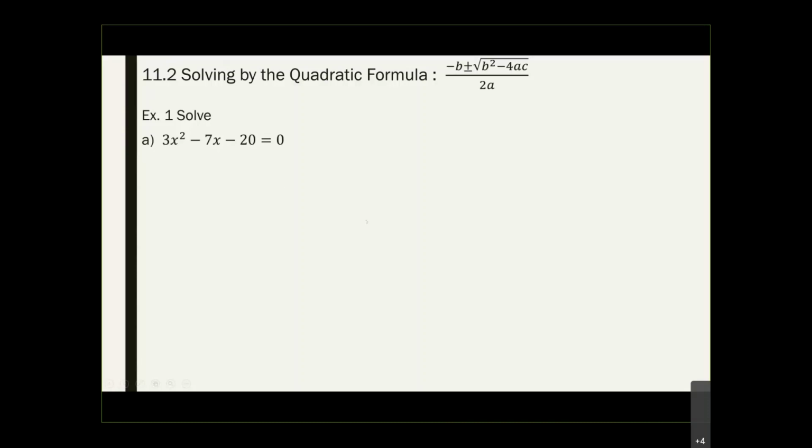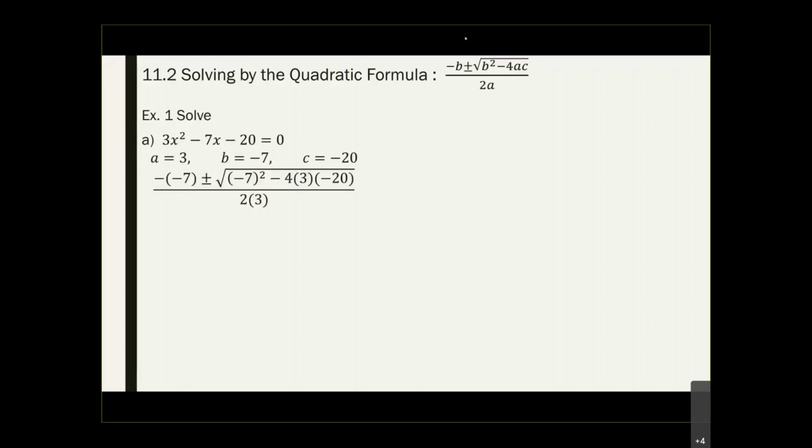Let's take a look at this quadratic equation. What do we need to do? First of all, I did not mention this, but make sure that your equation is equal to 0. Once it is, identify your A, B, and C terms. My A in this case is 3, my B is -7, and my C is -20.